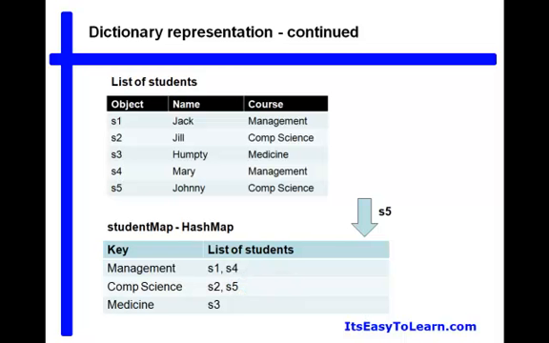This way we have obtained a representation of the grouped data of students based on the course. The key is the course and the value is the list of students doing that particular course.